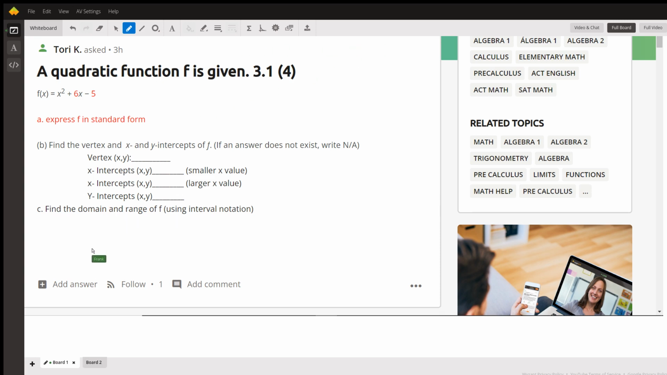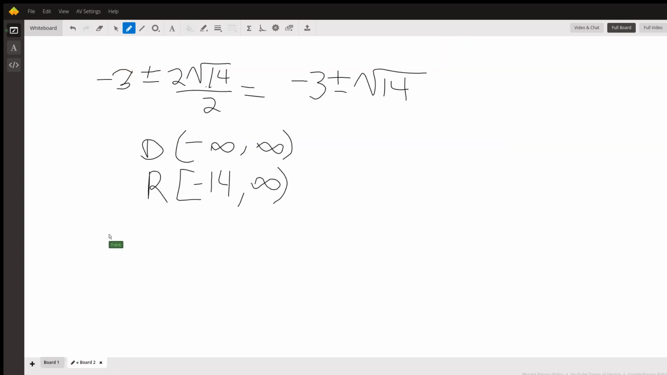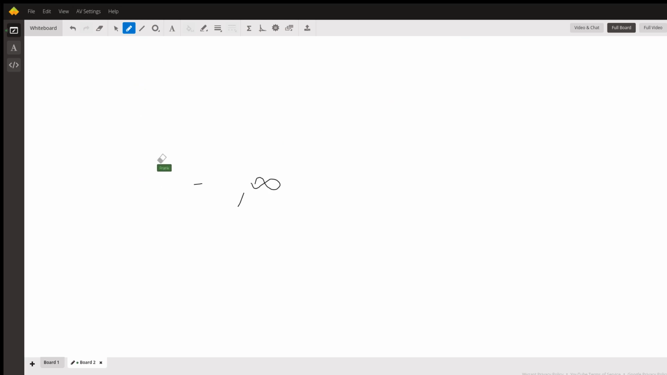I'll do the work on the second board. And I think I already might have some work on there, so I'll have to delete that stuff. It might give you a preview of what's coming. But let me just delete it.